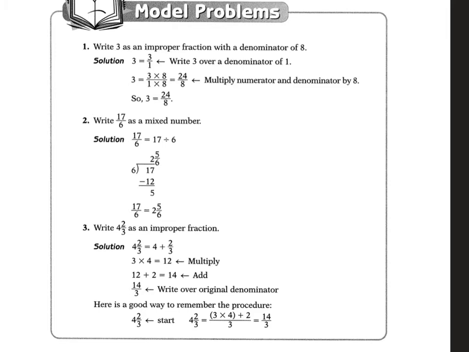For 2, it asks to write 17 over 6 as a mixed number. So 6 goes into 17 2 times with 5 left over, so it's 2 and 5/6. For 3, it asks to write 4 and 2/3 as an improper fraction. When we do this, we take the 4, which is the whole number, multiply it by the denominator, and then add the numerator. So 4 times 3 is 12, plus 2 is 14. We keep that over the denominator of the 3, and we have 14 over 3.